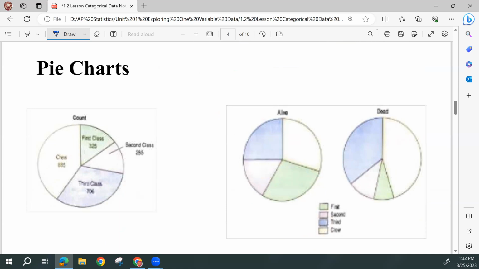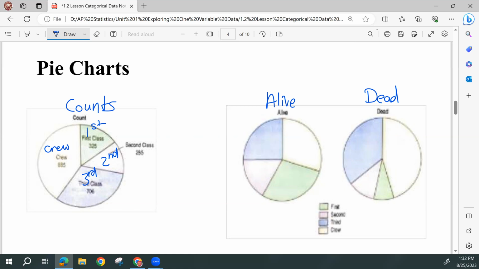We can display categorical data in pie charts. Again, this is counts, just showing the piece of the pie, so to speak, for the crew and the first class and second class and third class. So you can see that the crew made up the largest chunk of the pie. Third class was pretty close. Here we've broken that up into those who lived and those who died. I apologize for the depressing example.